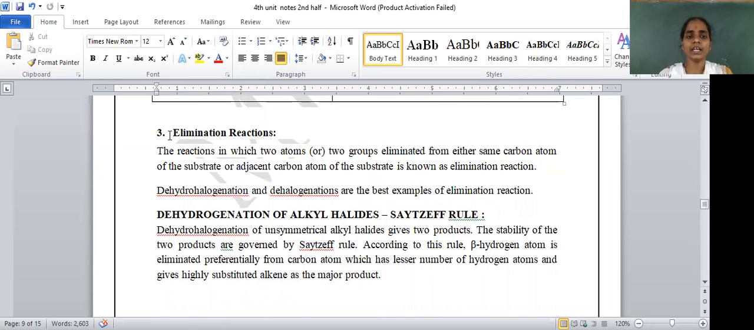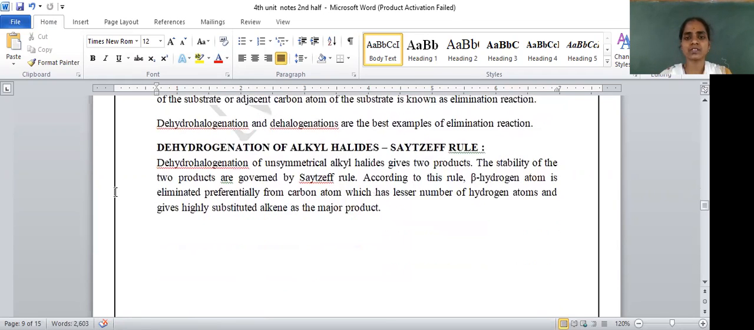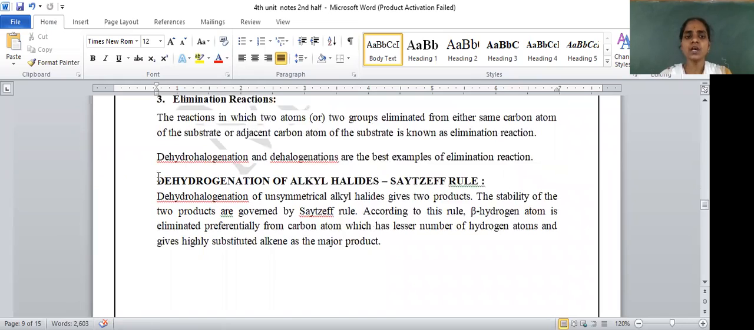Now, the elimination reaction. A simple elimination reaction is nothing but the elimination of two or more groups. Such reactions are called elimination reactions. The best example is dehydrohalogenation, the removal of hydrogen and the halogen. That comes under the example of an elimination reaction.